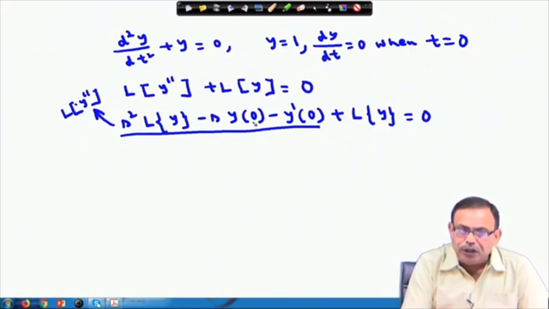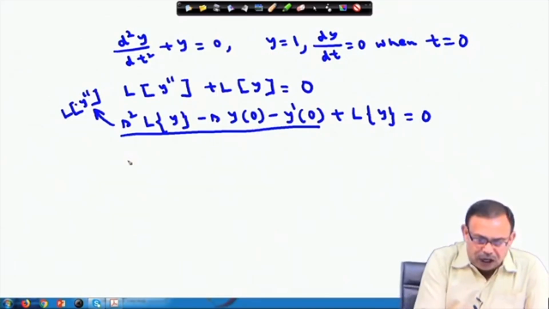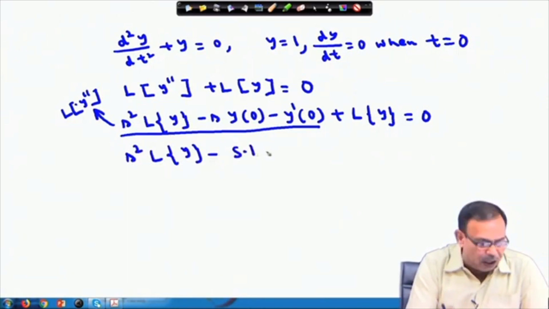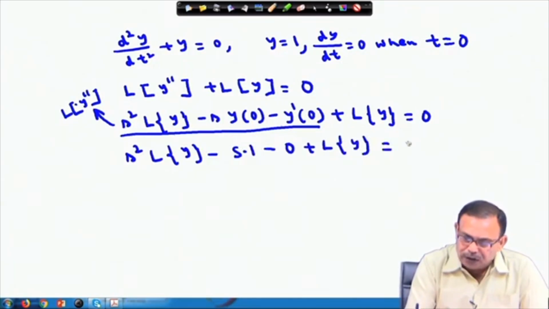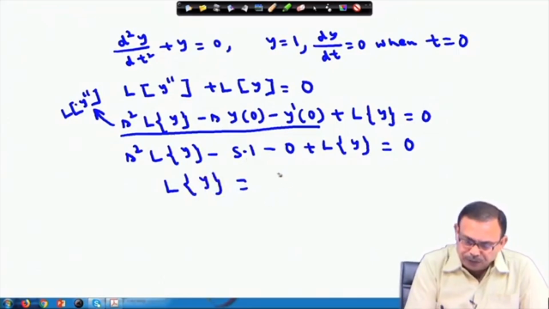Now, y(0) is 1 from here, and y dash(0) is 0, because y is 1 at t equals 0 and dy/dt is 0 at t equals 0. So, substituting these values into this equation, I can write s square into the Laplace transform of y minus s into 1 minus 0 plus the Laplace transform of y equals 0. So, you see, from here you can write the Laplace transform of y equals s by s square plus 1.